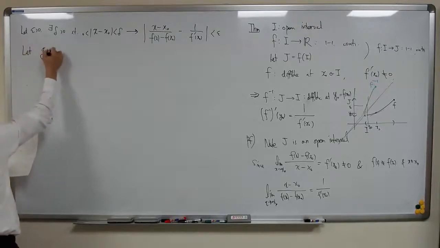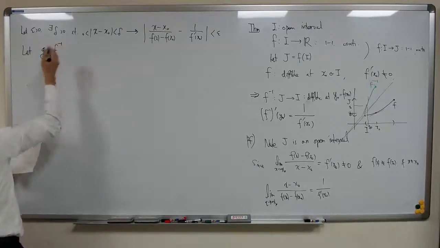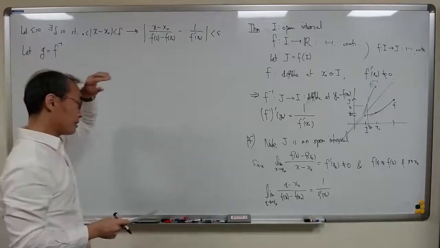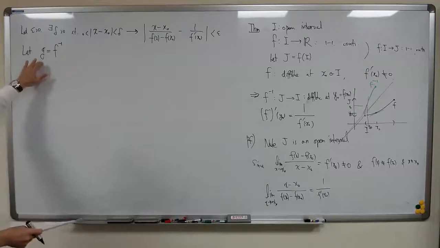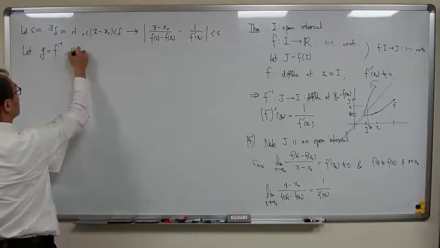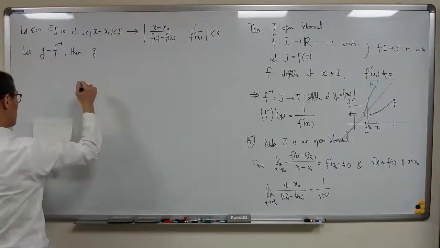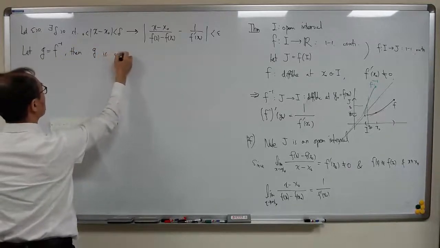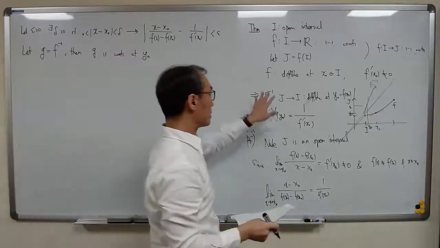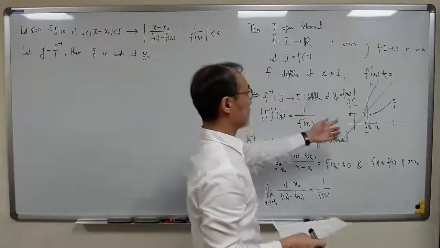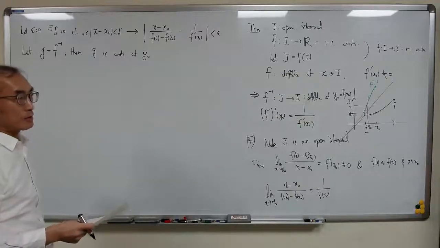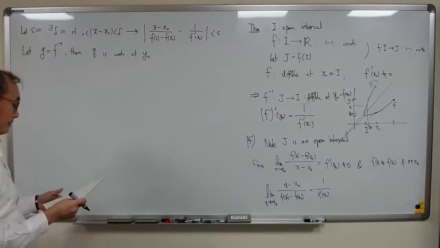Now, to distinguish f and its inverse, I'd like to introduce a new notation, g, for the inverse function. Then this function g, the inverse function, is also continuous at y naught. Because the original function is continuous, its inverse, the reflection with respect to the straight line y equals x, is also a continuous function.